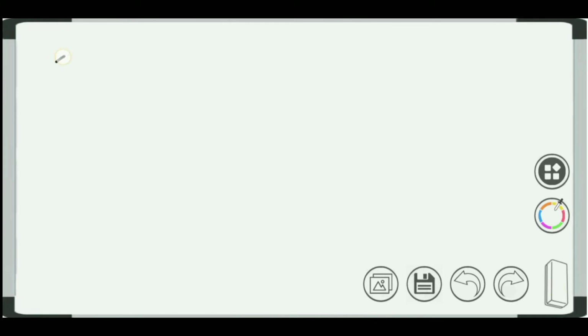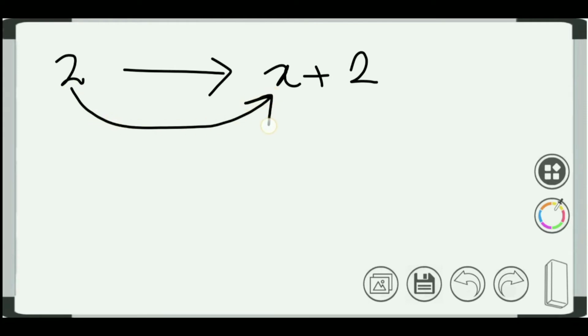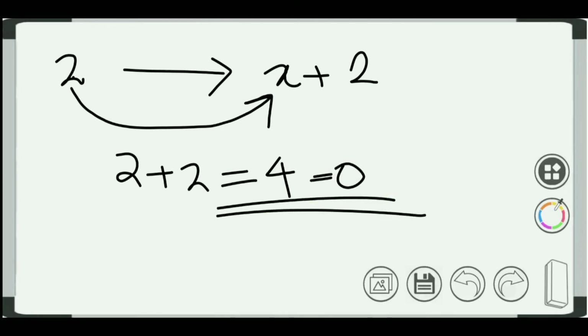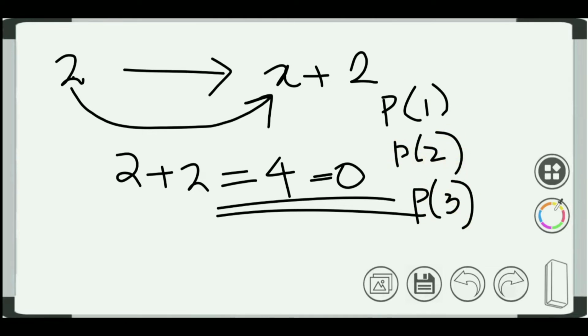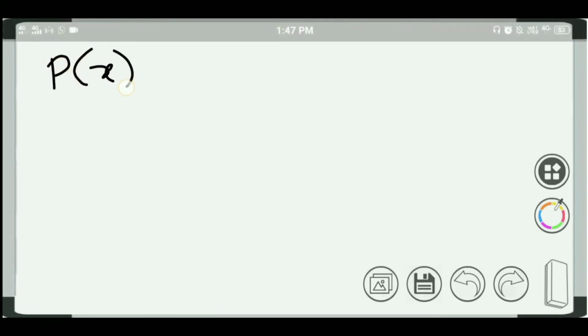The same thing, can you check whether 2 is a zero of the polynomial x plus 2? It can't be, because if you replace the value of x as 2, it will become 2 plus 2 equal to 4. Is it equal to 0? No. So that is not a zero of the polynomial. This is how you will find the zero of a polynomial. The same way you can find P of 1, P of 2, P of 3 by changing the value of x as 1, 2, 3, and you can check.